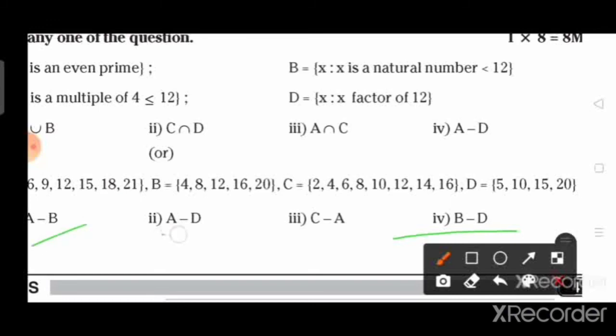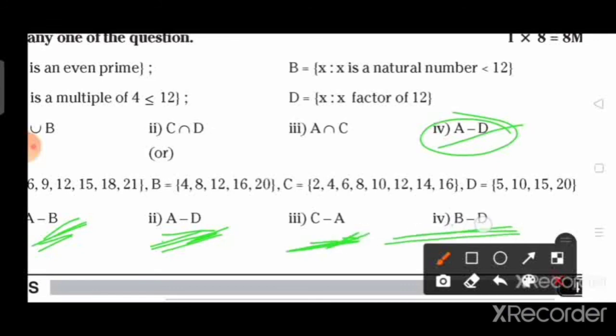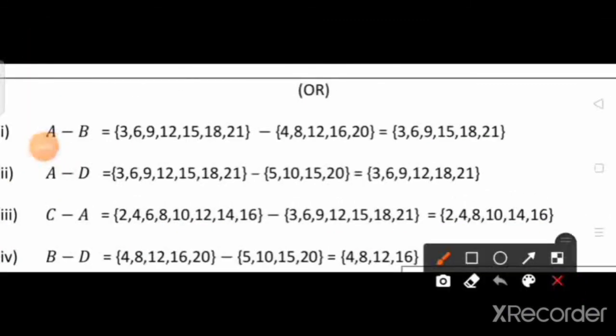To find these, I already explained how to find A minus D. A minus B means we have to write the elements in A but not B. A minus D means the elements in A but not D. C minus A means the elements in C but not A. B minus D means the elements in B but not D. You have to keep all these points in mind. Now A minus B. To find this, we have to write the elements of A first and then the elements of B.